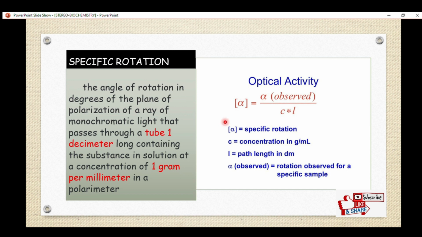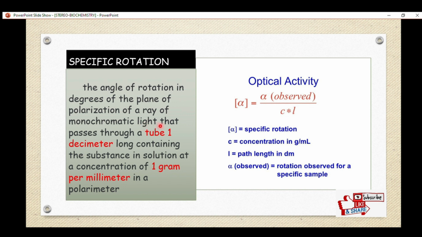Okay, so we have specific rotation. When we talk about specific rotation, it is the degree of rotation, an angle of rotation recorded in degrees, of the plane of polarization of a ray of monochromatic light. A monochromatic light is just a light with only one source, a light with only one direction.